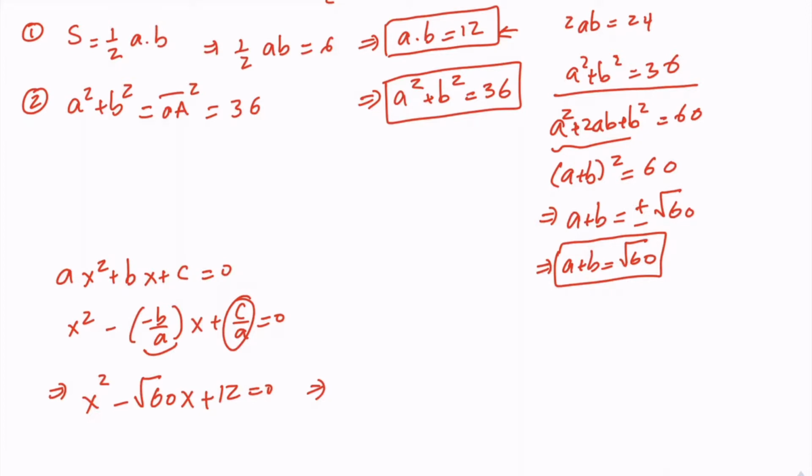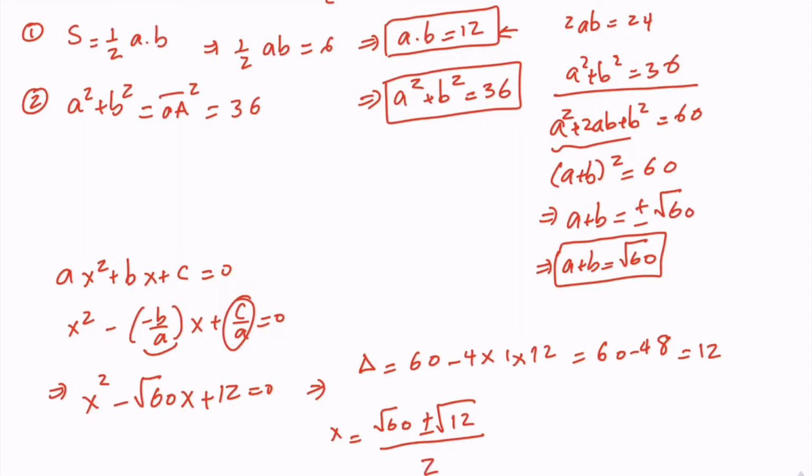Now, from here, we form the delta, that is b squared, which is 60, minus 4 times a, which is 1, times c, which is 12. This is 60 minus 48, which is 12. And therefore, x will be minus b, which is root 60, plus or minus square root of delta, which is 12, divided by 2a, which is 2. We can simplify this as square root of 60 is the square root of 4 times 15, plus or minus square root of 12 is square root of 4 times 3, divided by 2.